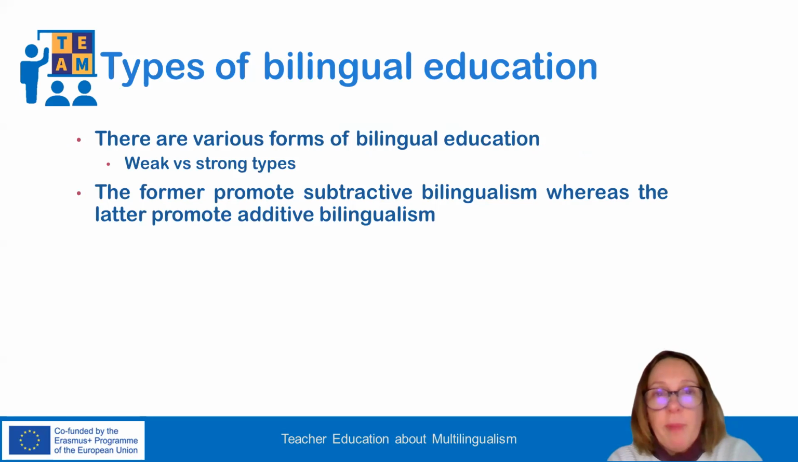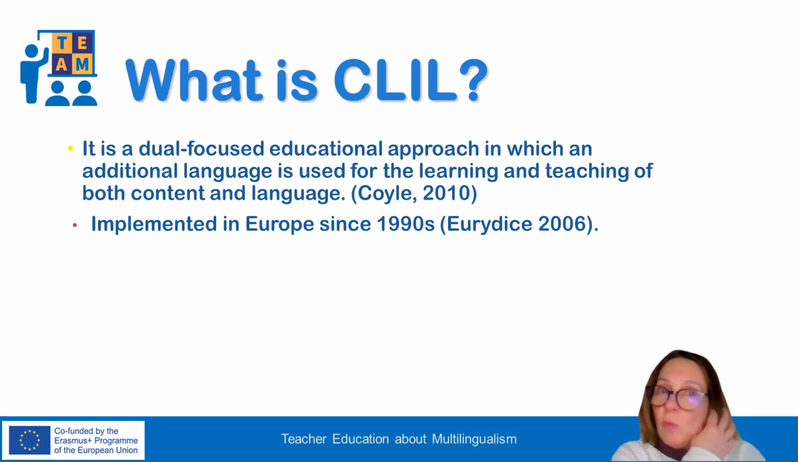There are various types of bilingual education, and some of them have been categorized as weak types, others have been categorized as strong types. So the former aim to promote subtractive bilingualism, whereas the latter promote additive bilingualism. One of them is CLIL, Content and Language Integrated Learning, which is a dual-focused educational approach where an additional language and not students' L1 is used for the learning and teaching of both content and language.